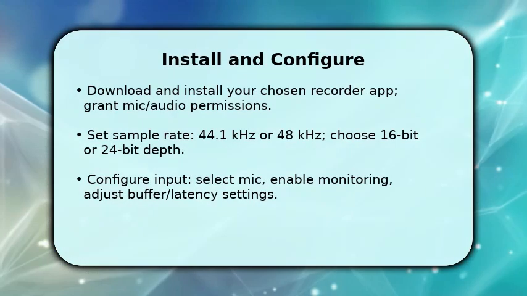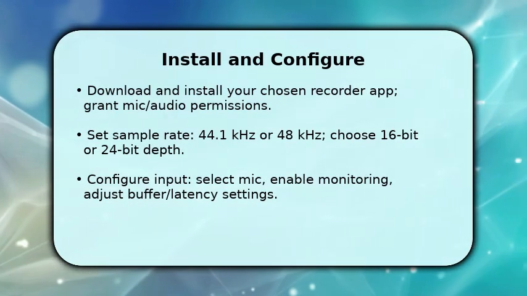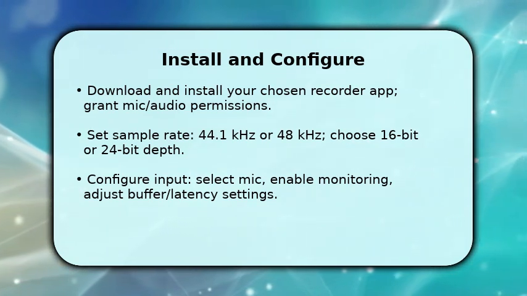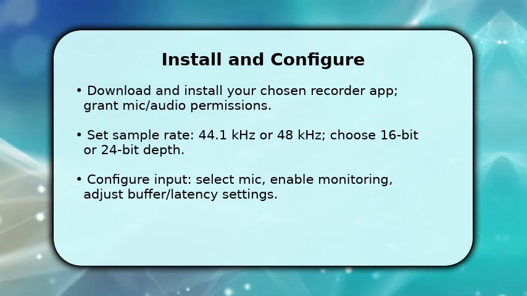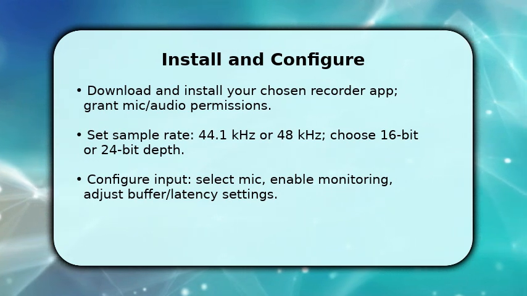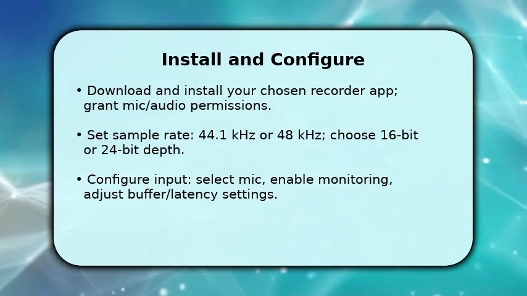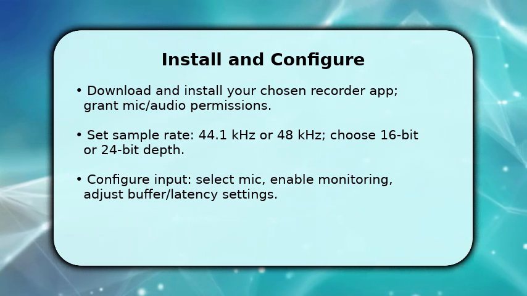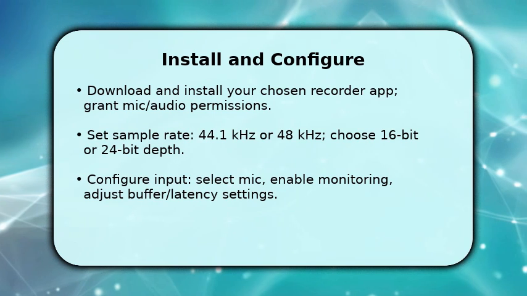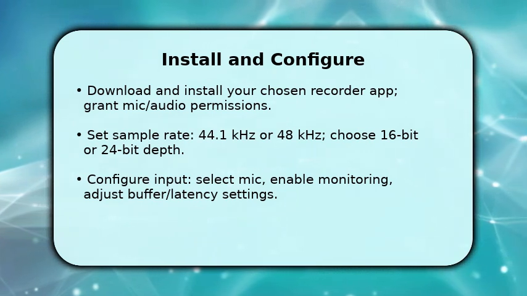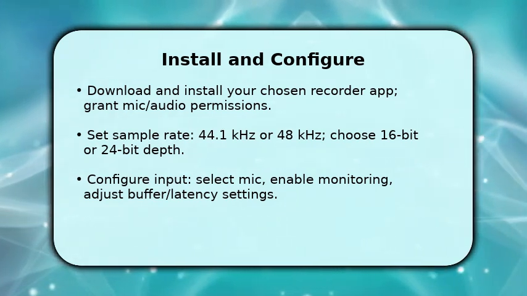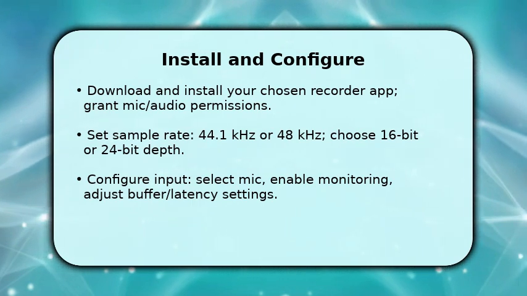Once done installing, launch the recorder and grant microphone and file permissions so the app can capture and save sound. Set the sample rate to 44.1 kHz for music or 48 kHz for video work, and choose 16-bit for small files or 24-bit for higher fidelity. Then select your mic as the input, enable monitoring if you need real-time feedback, and tweak buffer size to balance latency versus stability. Smaller buffers reduce delay, but may cause dropouts if CPU is taxed.